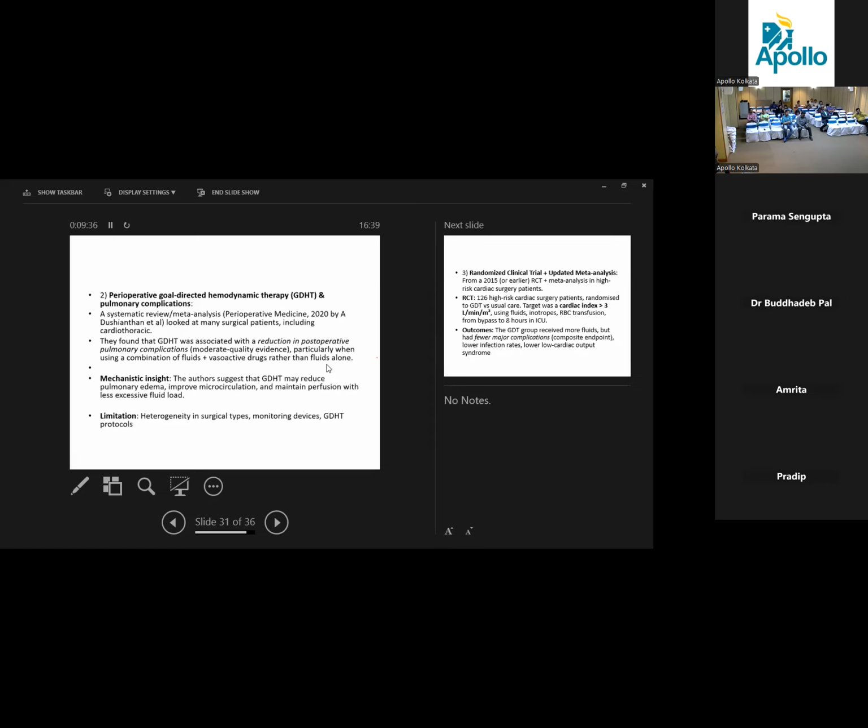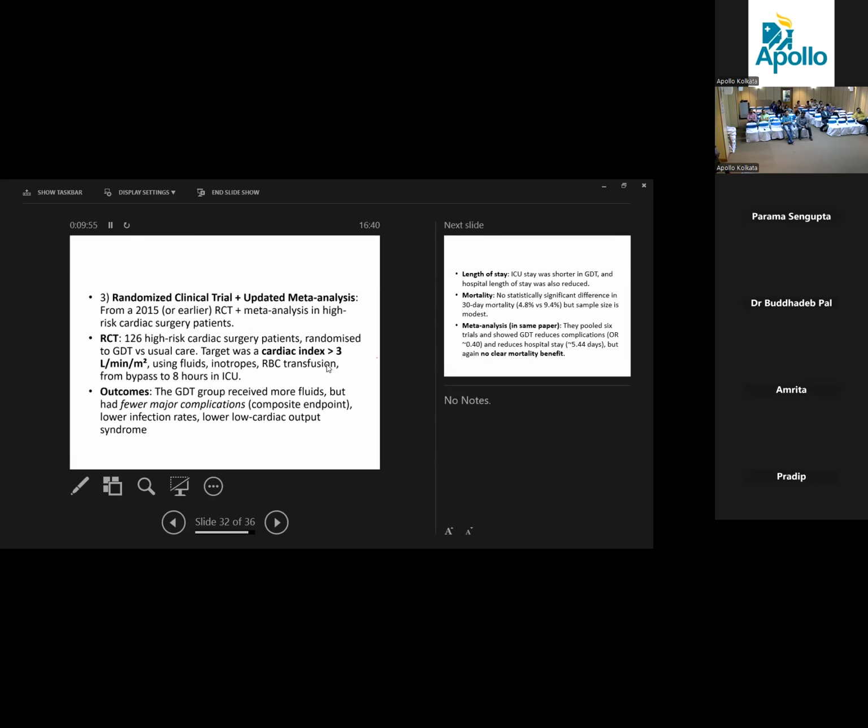Similarly, a systematic review by Dushyanthan et al. in 2020 looked at many surgical patients, including cardiothoracic surgery. They found that goal-directed fluid therapy was associated with a reduction in post-operative pulmonary complications, particularly when using a combination of fluid and vasoactive drugs rather than only using fluids. And these are some of the other randomized controlled trials.